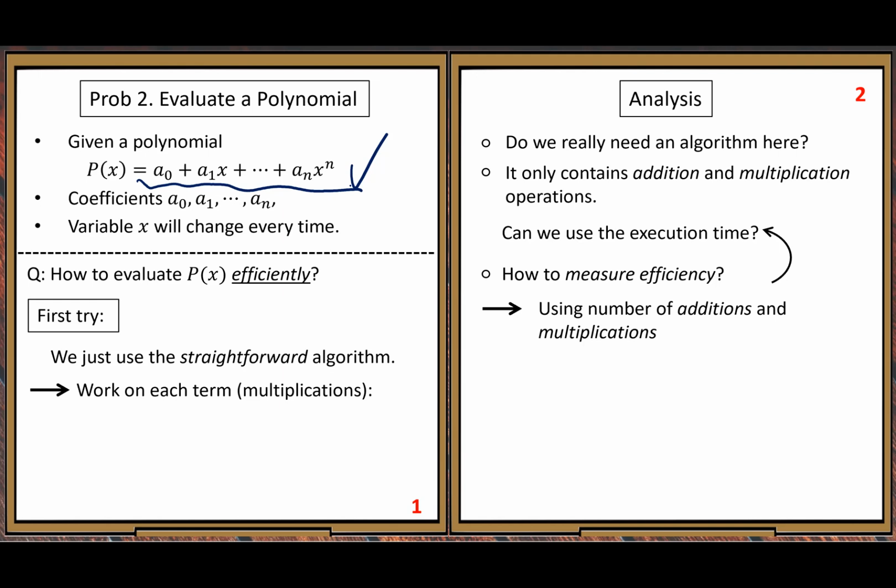So here, let's consider number of multiplications first. We have many terms. How many, tell me, how many terms do we have in this polynomial? N plus 1. How do you know it's n plus 1, not n? Anybody can explain to me n plus 1, not n?